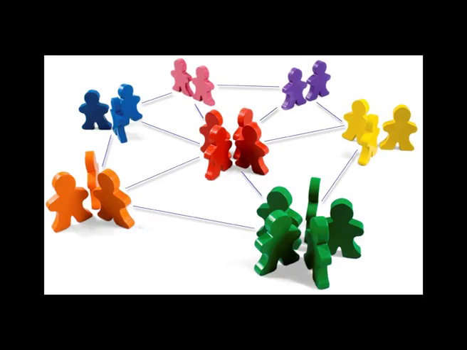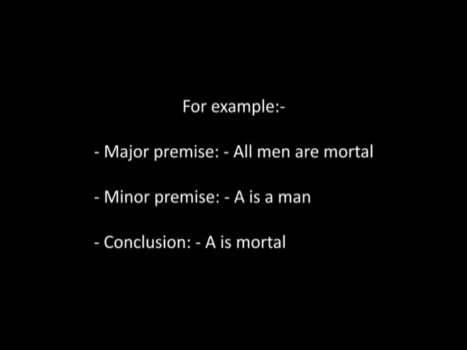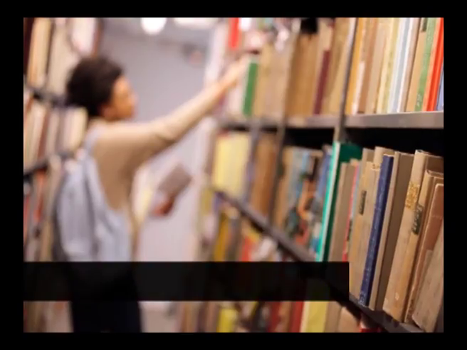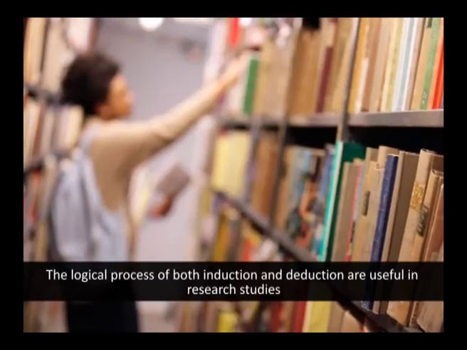Deduction. Deduction is reasoning from the general to the particular. This reasoning establishes a logical relationship between a major premise, a minor premise, and a conclusion. A major premise is a previously established generalization or assumption. A minor premise is a particular case related to the major premise. The logical relationship of these premises leads to conclusion. For example, major premise, all men are mortal. Minor premise, A is a man. Conclusion, A is mortal. The logical processes of both induction and deduction are useful in research studies.